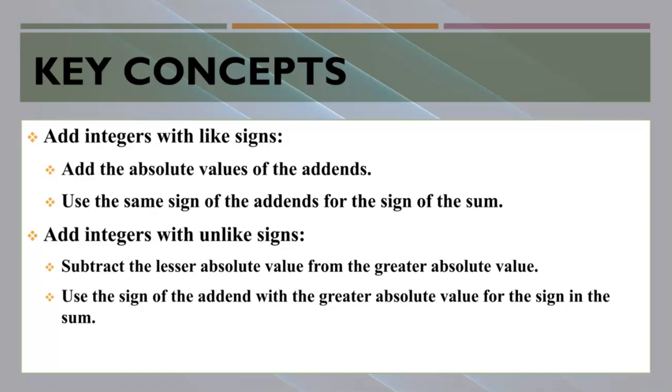Now, when it comes to adding integers with unlike signs, here you're going to have to subtract the two numbers. I know it says here subtract the lesser absolute value from the greater absolute value. So just take the two numbers and subtract them. And then whichever one has the bigger number, or the bigger absolute value, you're going to use that sign. That will make more sense once you see some examples here.